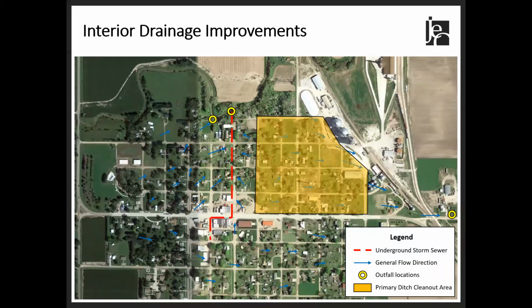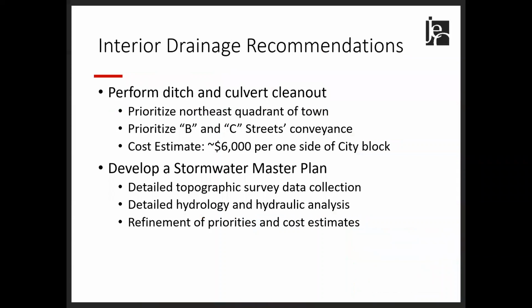The improvements we recommend are primarily ditch cleanout and culvert cleanout, and that would generally be prioritized in the shaded area shown on this map, the northeast quadrant of town. The summary of our recommendations related to the interior drainage: again, prioritize the northeast quadrant of town, ditch and culvert cleanout, as well as the B and C streets as they carry most of the water from town north to the creek. We developed a cost estimate of approximately $6,000 per one side of a city block for these improvements.